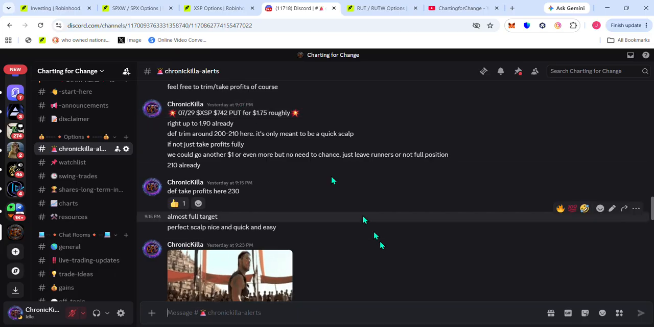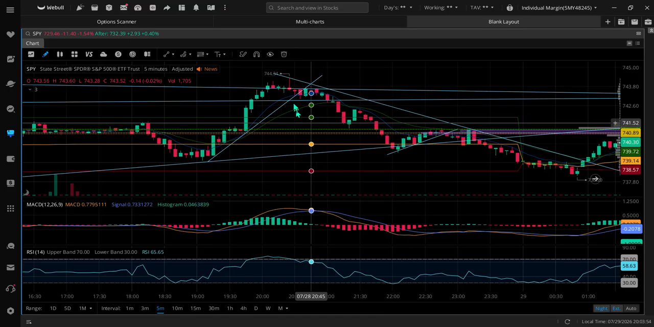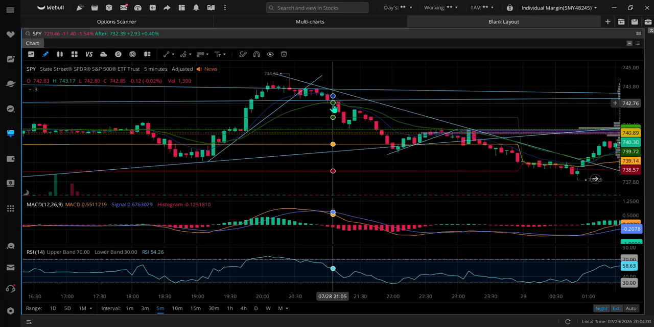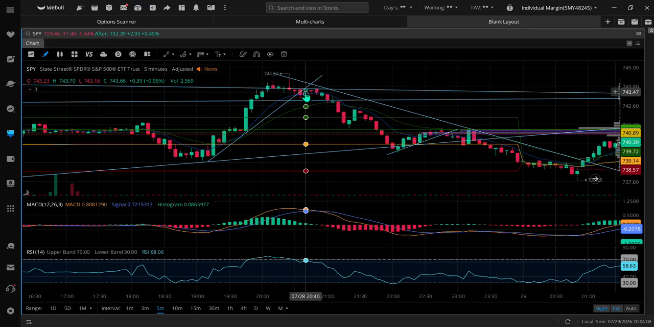But so let's map that out. 907. Here we go. 907 would be 2107. There it is, 2105. So as you can see, we're coming down. Rejected this trend line. We're inside the range again. We've had multiple closes inside the range, so I know there's at least over like an 80% chance of going back down.